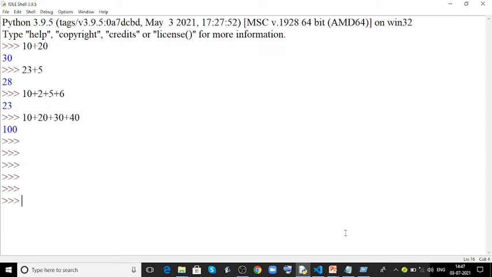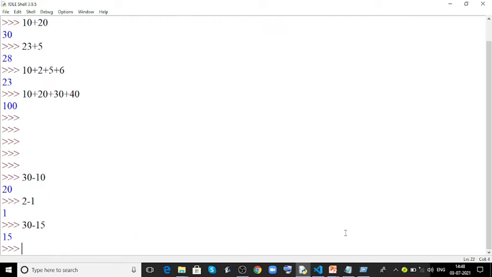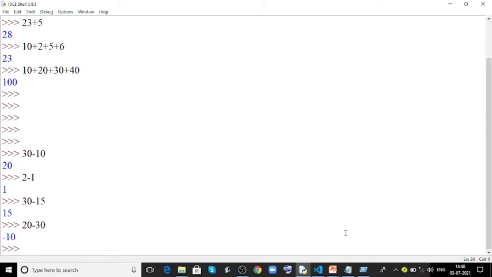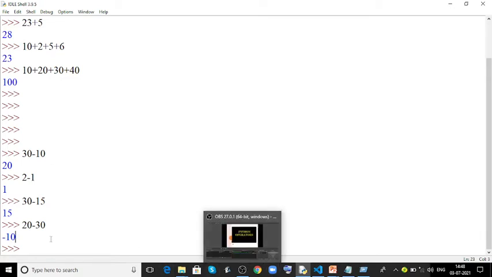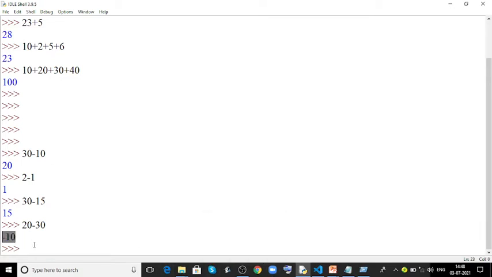Now how do we use minus? 30 minus 10. The answer is 20. Very simple. 2 minus 1. The answer is 1. In the same way, 30 minus 15. What is the answer? 15. Okay. 20 minus 30. Now what is the answer I will get? If I subtract 20 minus 30, the answer is minus 10. Now see, you will get the answer as minus 10. Okay. So this is all about the minus operator.